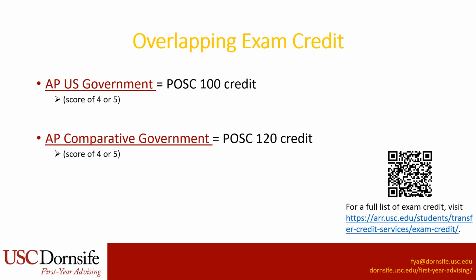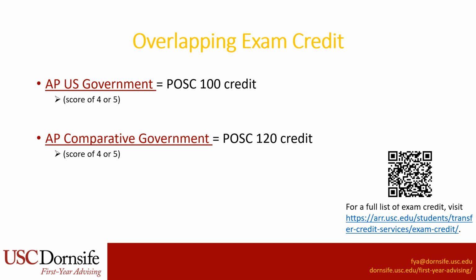And if you are bringing in any AP exam credit, you could also potentially get major credit through this as well. So if you have a score of a 4 or a 5 on the AP US government exam, that essentially will give you poli-sci 100 credit. So just with the AP US government score, you already will have satisfied one of those lower division requirements.